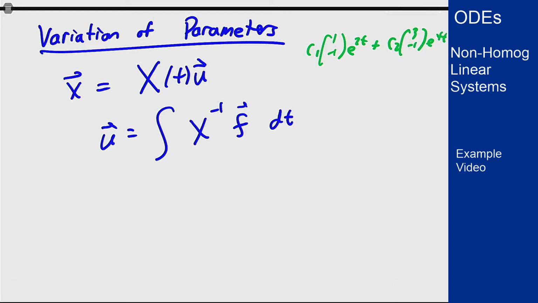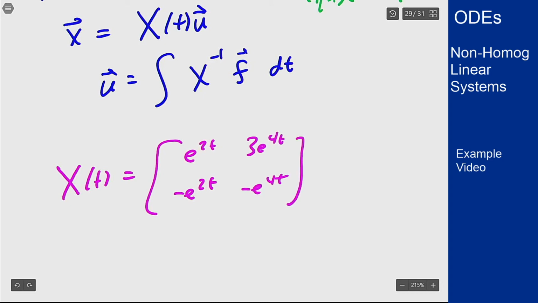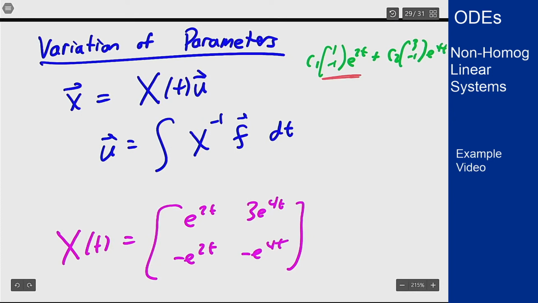I can basically squish this together into a matrix to say that the matrix I want, x here, is going to be e to the 2t, negative e to the 2t, 3e to the 4t, negative e to the 4t. Basically just putting this as the first column and this here as the second column. Now, I need to invert this matrix.